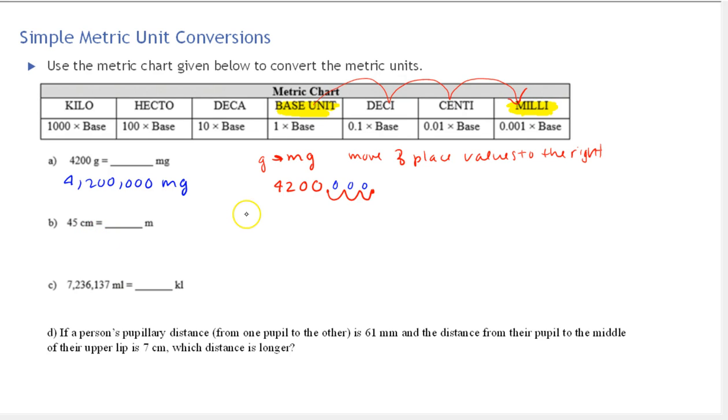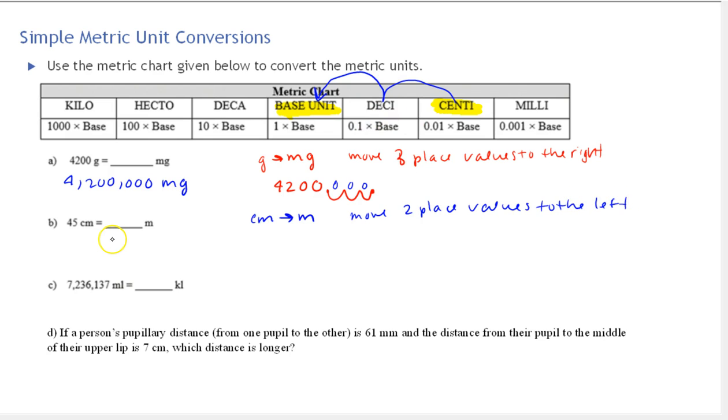Let's look at the next one. We want to convert from centimeters to meters. So I'm going to erase this. We want to go from centimeters to meters, which is a base unit. So notice, starting with centi, I'd move 2 columns to the left. So move 2 place values to the left.